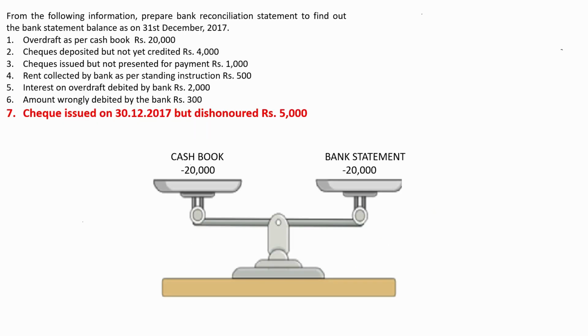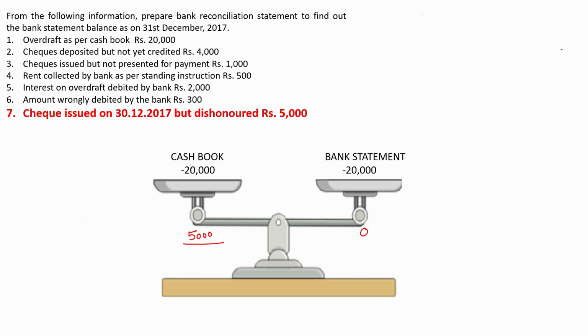Check issued on 30/12/2017. Now the check is issued. As soon as a check is issued, we treat it as a payment in the cash book. But as it is dishonored, the banker has not made payment. That means in the bank statement, it is not a payment. We know whenever a check is issued, it is a withdrawal.